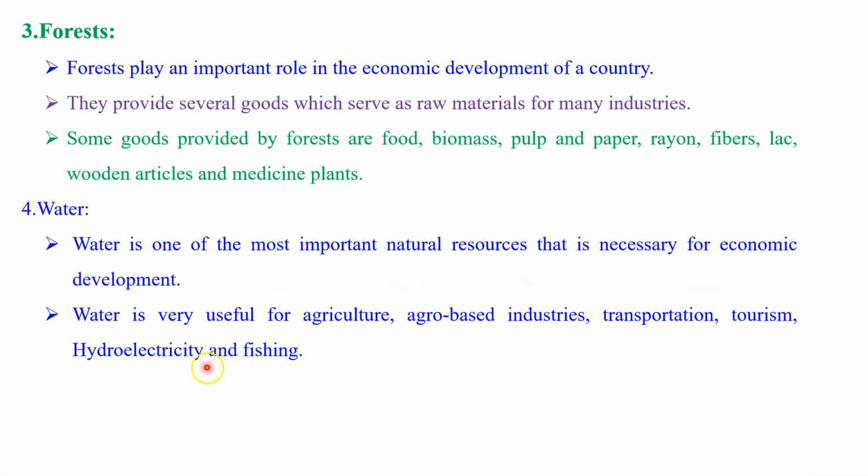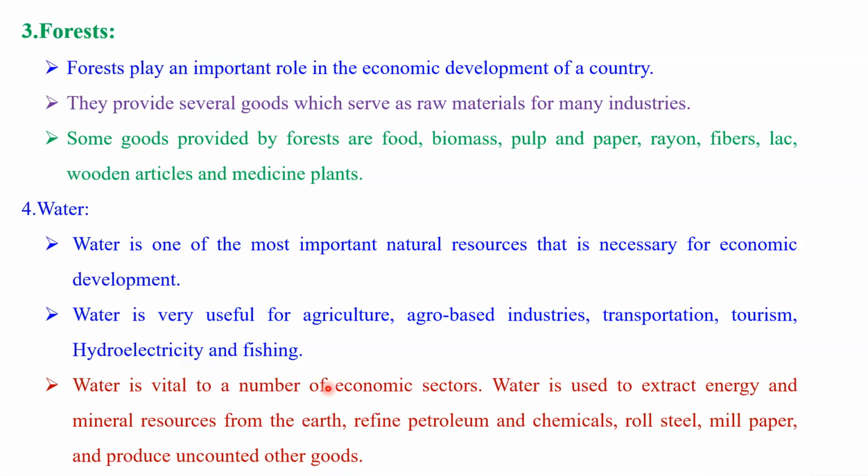Then we have hydroelectricity and fishing. These are some occupations. An occupation like fishing totally depends on the availability of water. And hydroelectricity, yes, power energy is very important. Nowadays, most mountain areas are suitable for generating hydroelectricity. If we are able to produce hydroelectricity, then it will definitely support the industrial areas located very close to that area. So therefore, water is also a very important factor for economic development.